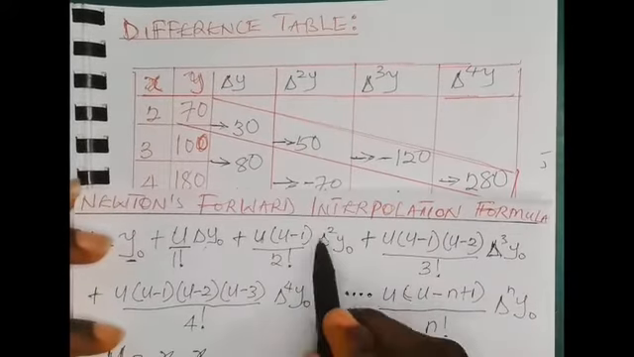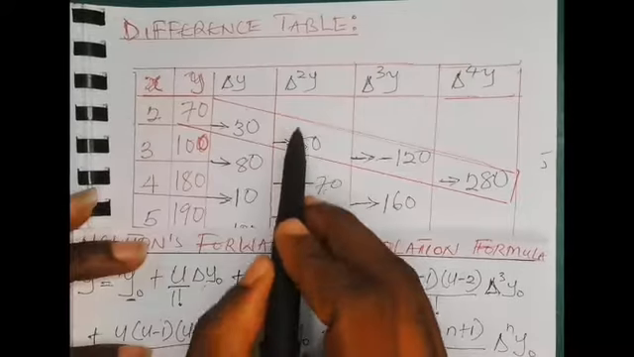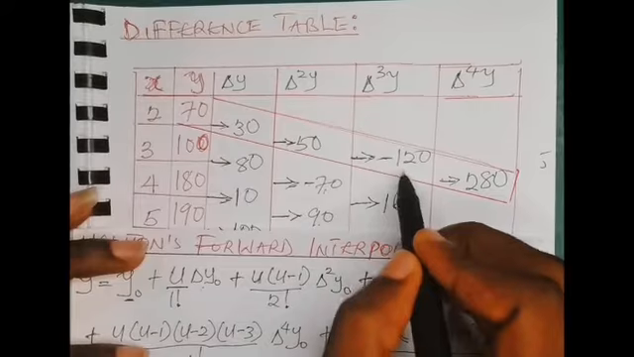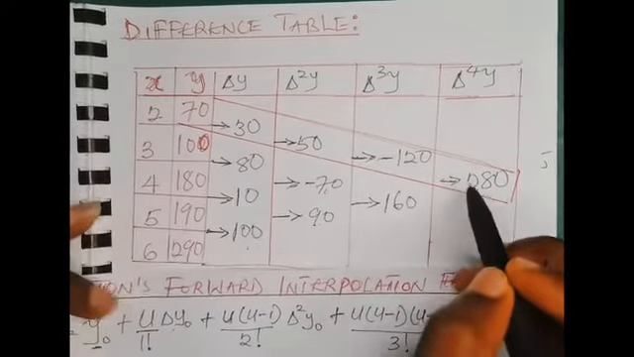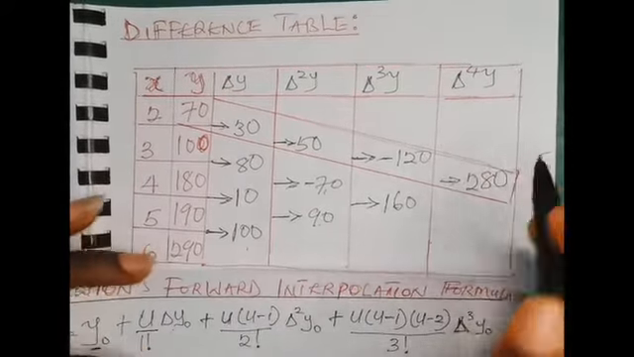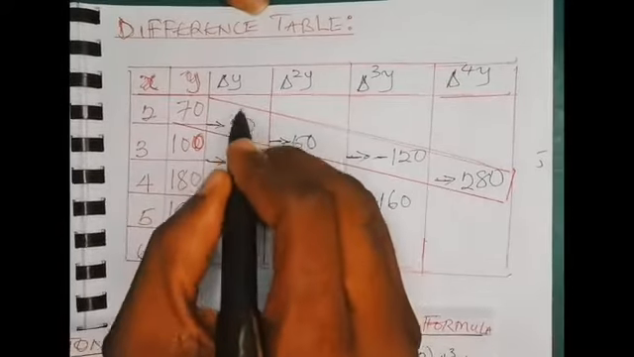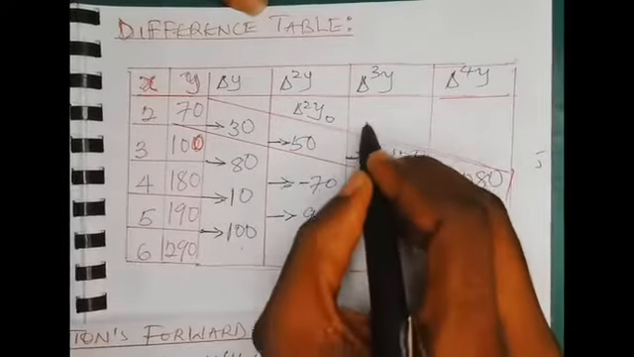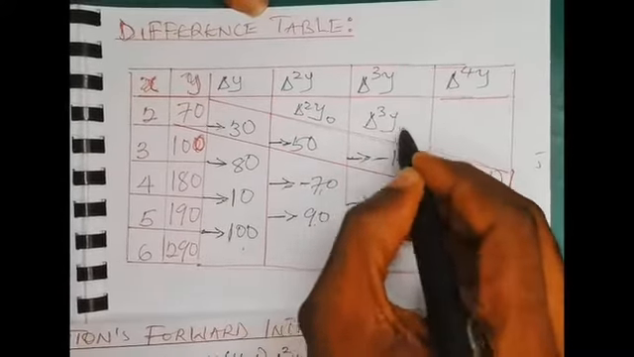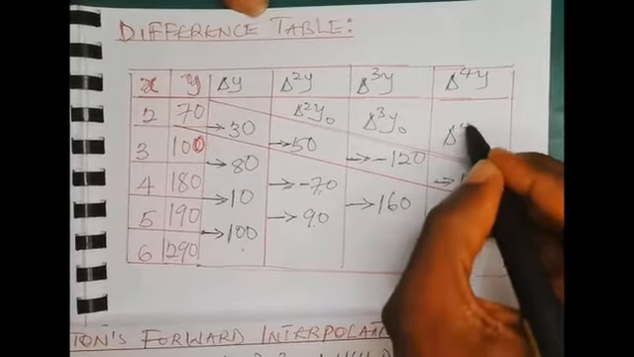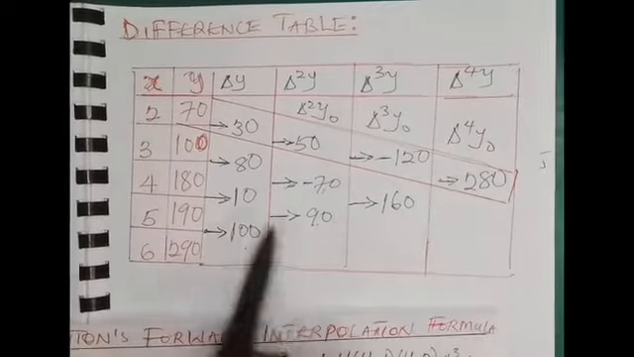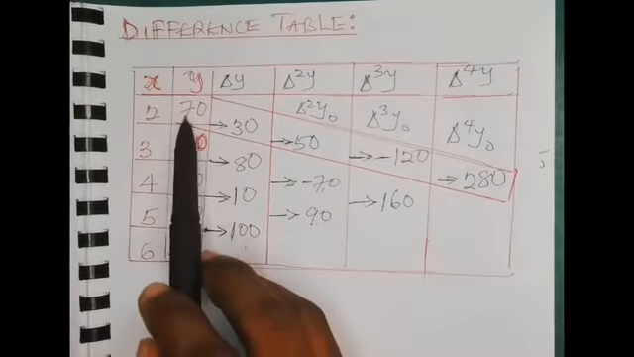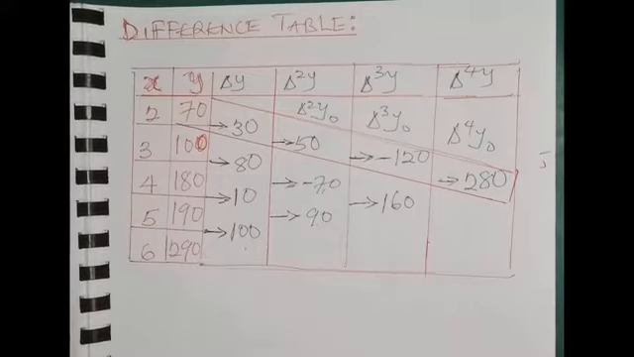Next you're seeing delta squared y naught, which is this second difference. This is called delta cube y naught, and this is called delta fourth y naught. So this is delta y naught, this is delta squared y naught, this is delta cube y naught, and this is delta fourth y naught. These values are called the leading forward differences, whereas 70 here is called y naught.